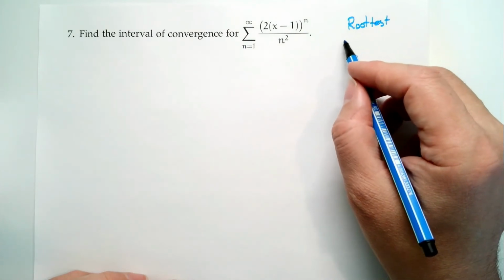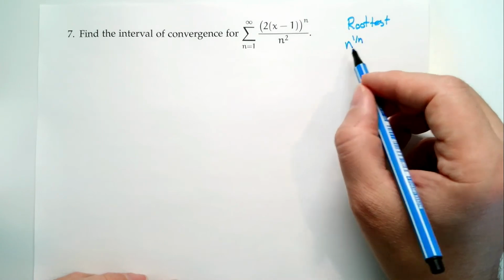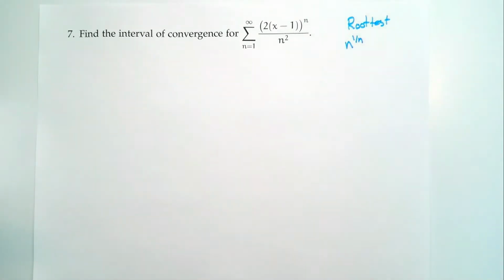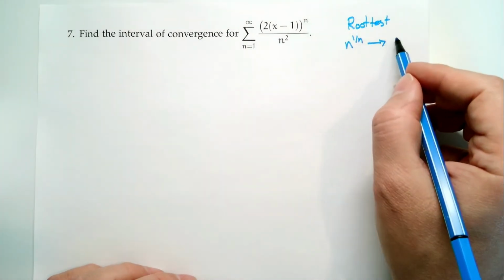Now, it's probably good to recall, and I'm going to go ahead and write it now. What happens to n to the power 1 over n? Do you remember? n gets big. This is going to go to 1.